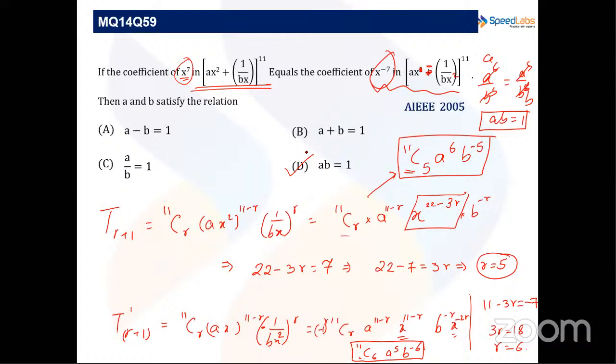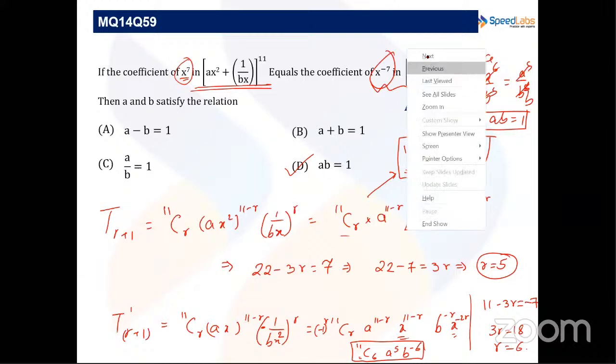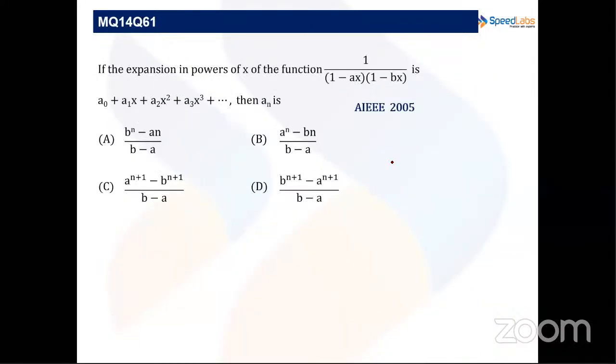Now, moving to the next question. So the next question is, in the expansion in the powers of x of the function 1 upon 1 minus ax into 1 minus bx is this, then an is equals to. So you can see that it will be 1 minus ax to the power minus 1 into 1 minus bx to the power minus 1.